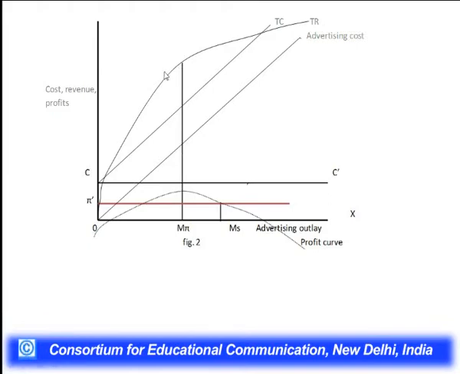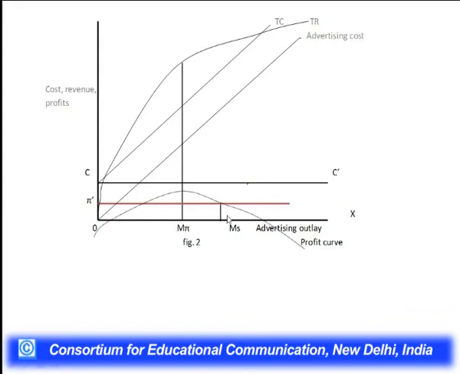It could have been drawn by drawing tangents to TR and TC, and where they become parallel, that shows the highest distance between TR and TC. This has also been discussed in earlier lectures, how we find out where the difference between TR and TC is maximum. After that, it goes on declining, then again it becomes zero, and after some output it becomes negative. Now, you can see that profit is maximum at OM pi, and this is not the output, rather it is the advertising outlay. So, advertising outlay in case of a profit maximizing firm is OM pi.